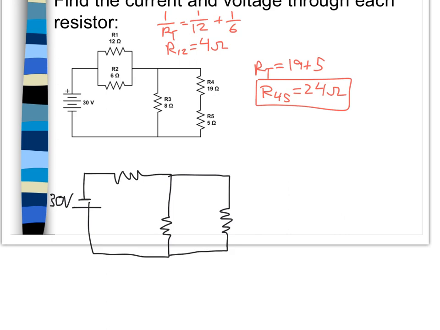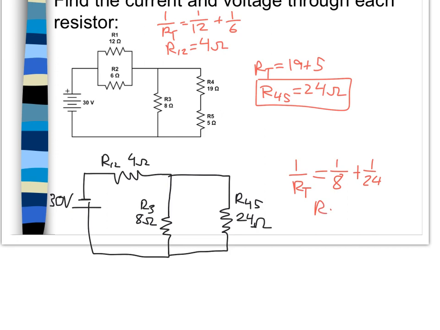Alright, so I have my circuit redrawn here. So this is going to be that R12, which we found to be 4 ohms. This is R3, which is the original resistor we had in the circuit, which is 8 ohms. And then we have our R45 over here, which is 24 ohms. So the next simple combination I'm going to find here is that combination of 3 with 4, 5. They are connected in parallel, so I can say 1 over RT is going to be equal to 1 over 8 plus 1 over 24.